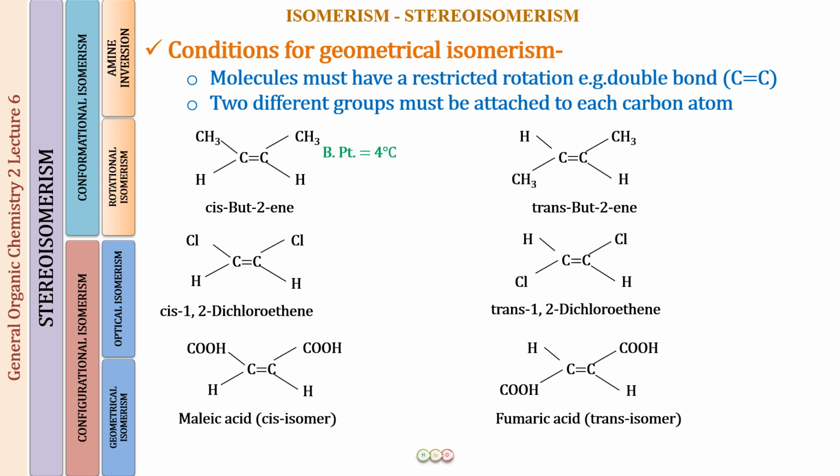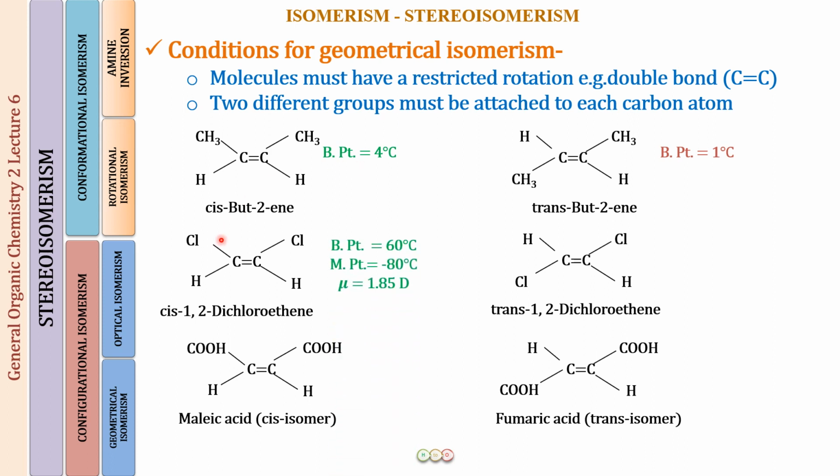Now the next thing that you see is that if you see the cis-but-2-ene, we find that the boiling point is 4 degrees Celsius, whereas the trans compound is having a boiling point of 1 degree Celsius. So the cis compound is having a higher boiling point than the trans compound.